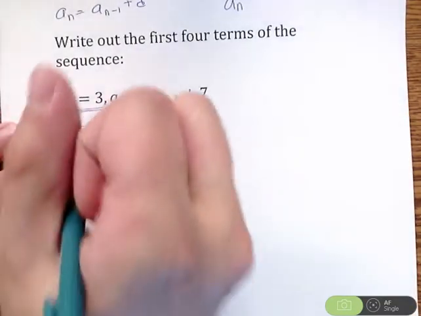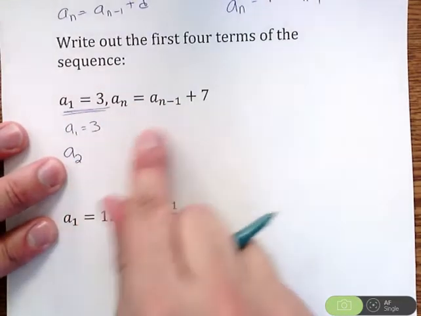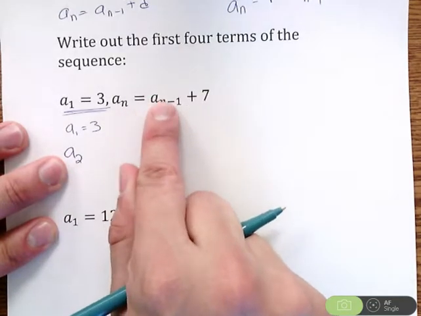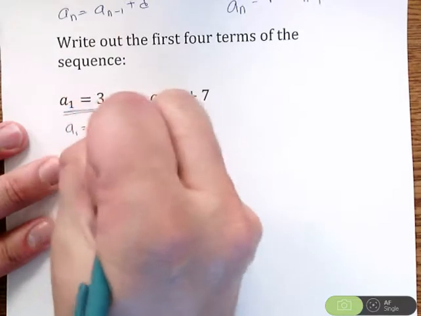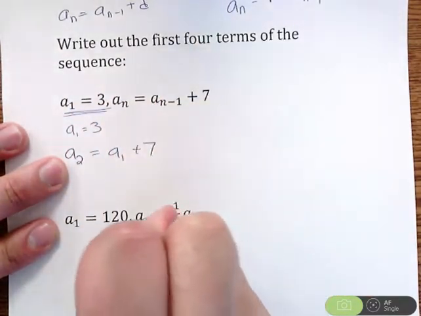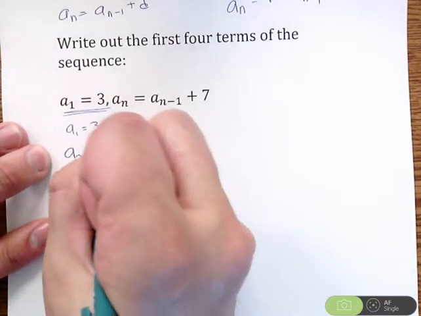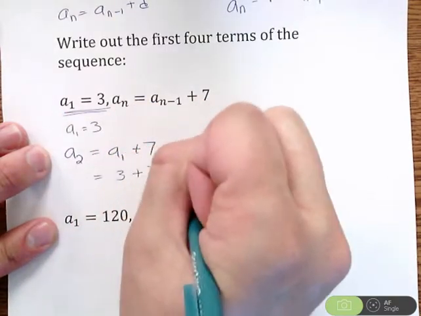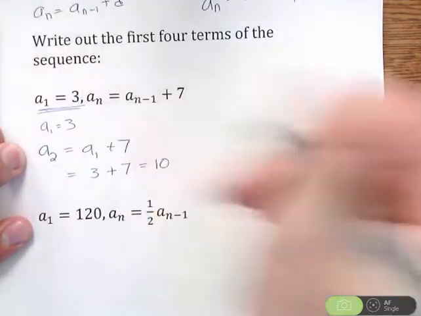For example, if I know a1 is 3, say I want to know a2. So I'm going to plug a 2 in for n. So a2 equals a2 minus 1, which is a1, plus 7. But here's the deal. What do I know about a1? Well, I just said a1 is 3. So really a2 is 3 plus 7, which adds up to 10. So a2 is 10. Then I can keep moving on.